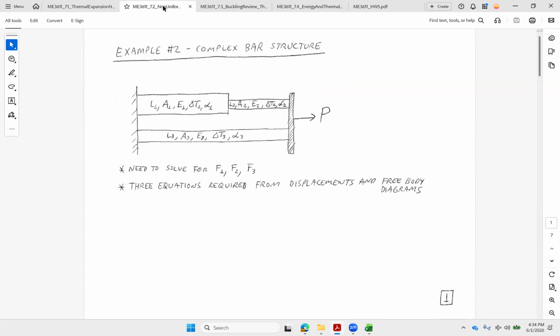All right, let's jump over and think about a little bit more complex bar structure. So here we're going to have 3 bars in our linkage. We've got 1 and 2 back to back, and then we've got 3 in parallel to that. Now let's say we want to solve for all 3 of our forces. That means we're going to need 3 equations from a combination of our free body diagrams and from our displacement equation.